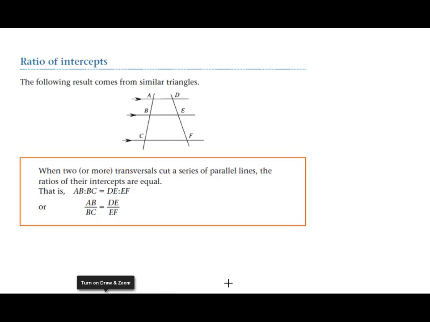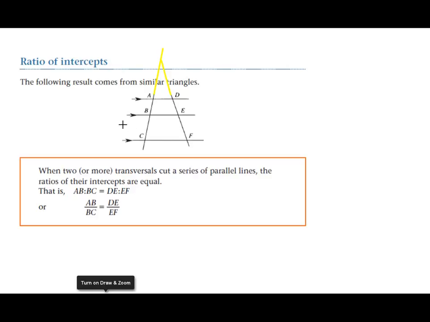Now the next part is on the ratio of intercepts. The following result comes from similar triangles. If you can imagine these transversals here were extended to produce a triangle. So if we extended that up to there, and we extended that line up to there, we've got a big triangle here with these smaller triangles superimposed on it. So there's that triangle there, and that triangle there, and that triangle there.